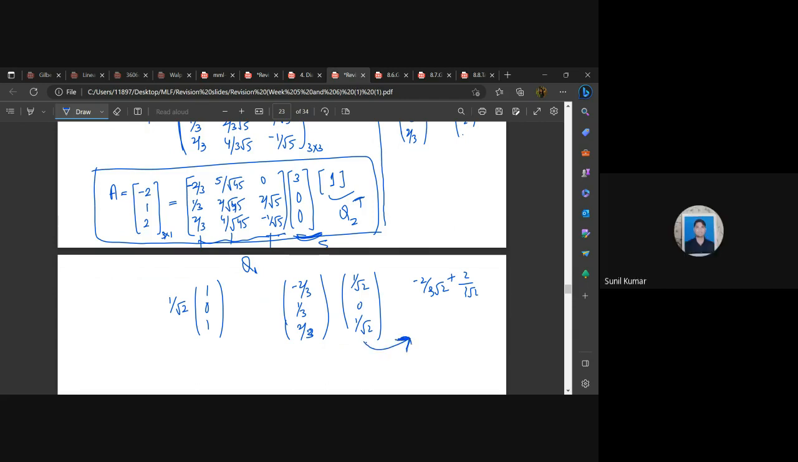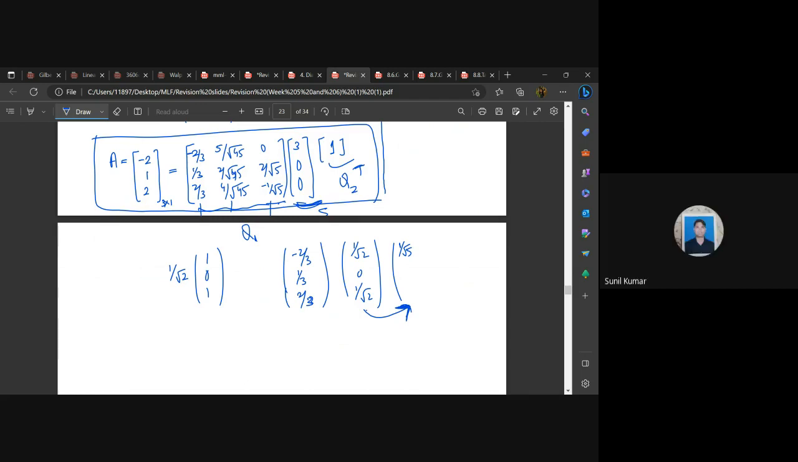So I have one more: 1 by root 5 times the vector 0, 2, minus 1. You check if these two are orthogonal. They are not, right? All the pairs should be orthogonal. That is why our standard vectors, E1, E2, generally work.